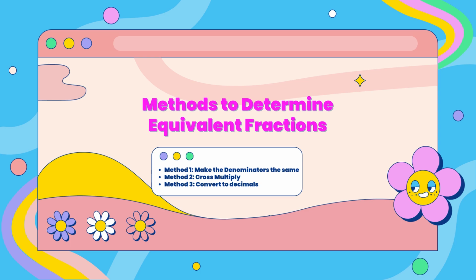How can we determine if two fractions are equivalent or not? It is possible by these methods. Method 1, make the denominators the same. Method 2, cross multiply. Method 3, convert to decimal.